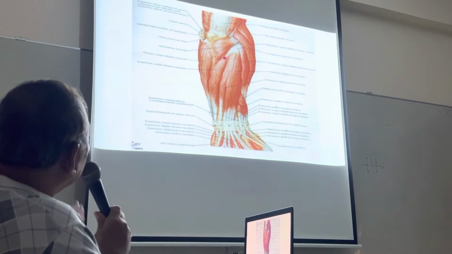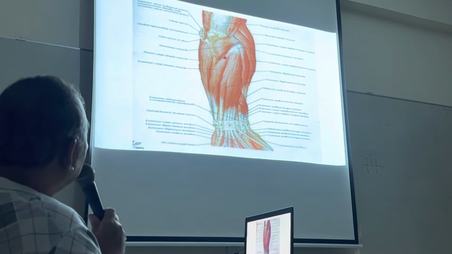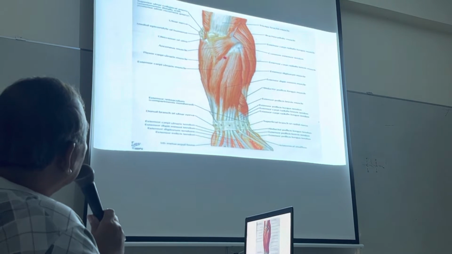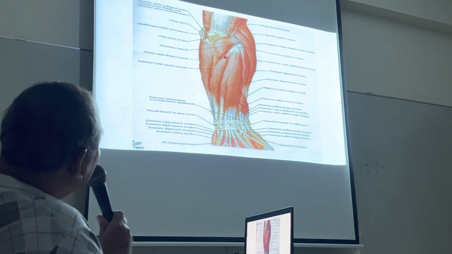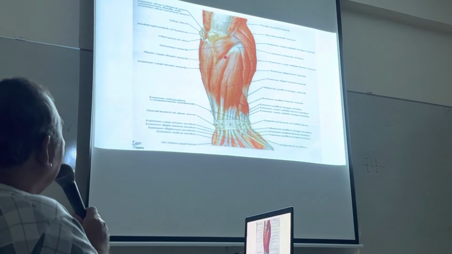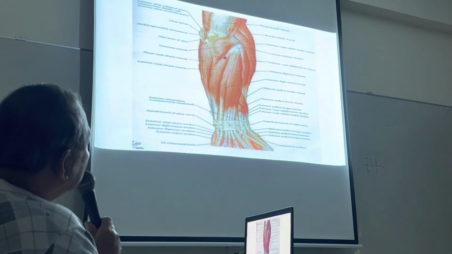Now, take note of the superficial group of muscles. They have the same site of origin, and they have a common tendon. The common extensor tendon. They have a common tendon of origin. And that tendon is attached to what bone?